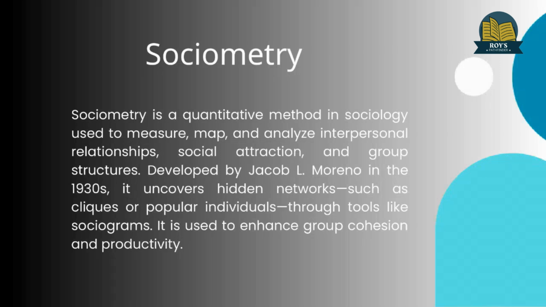Sociometry is a fascinating quantitative method in sociology that helps us understand the dynamics of interpersonal relationships and social attraction within groups. Developed by Jacob L. Moreno back in the 1930s, it goes beyond surface-level interactions to reveal hidden networks, like cliques or especially popular individuals, that shape group structures. One of the key tools in sociometry is the sociogram, which visually maps these connections. By using sociometry, organizations and researchers can improve group cohesion and boost productivity by identifying and addressing the underlying social patterns influencing behavior.